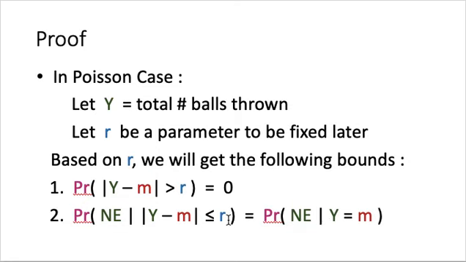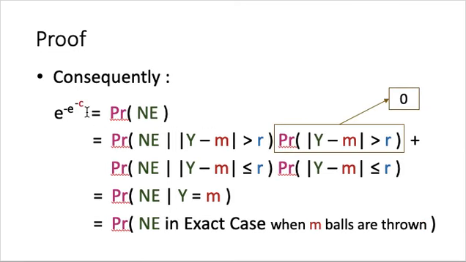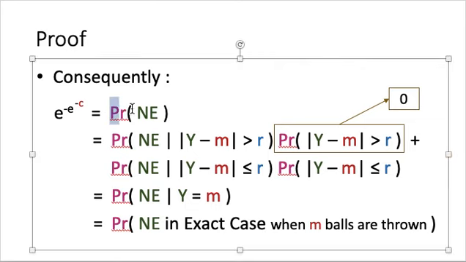But thanks to the relationship of the Poisson case and the exact case, we can later somehow compare these two terms. Okay, for now, let us assume that we will have an r such that these two bounds will hold simultaneously. Then the consequence is this one. The probability of having no empty bins in the Poisson case. So here we are talking about the Poisson case all the time. We have just shown that this is equal to this term.